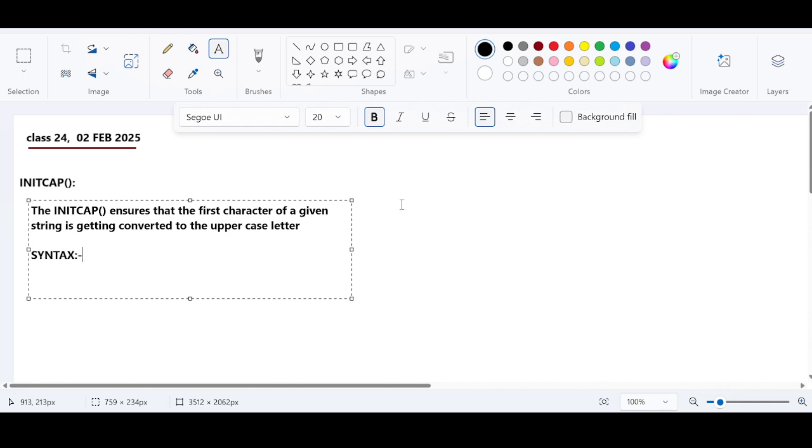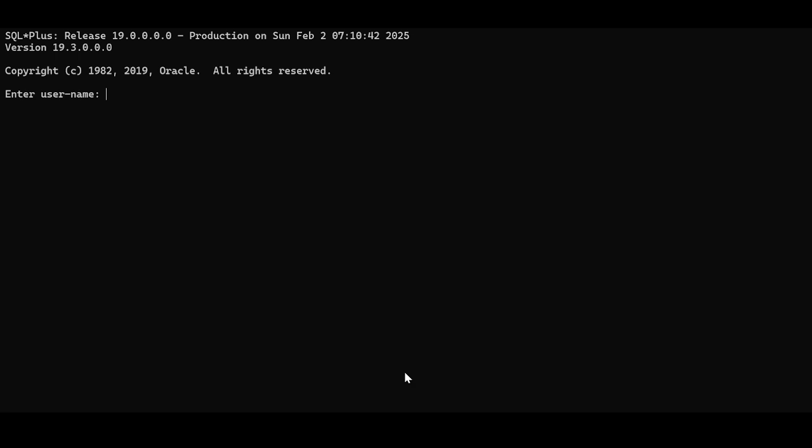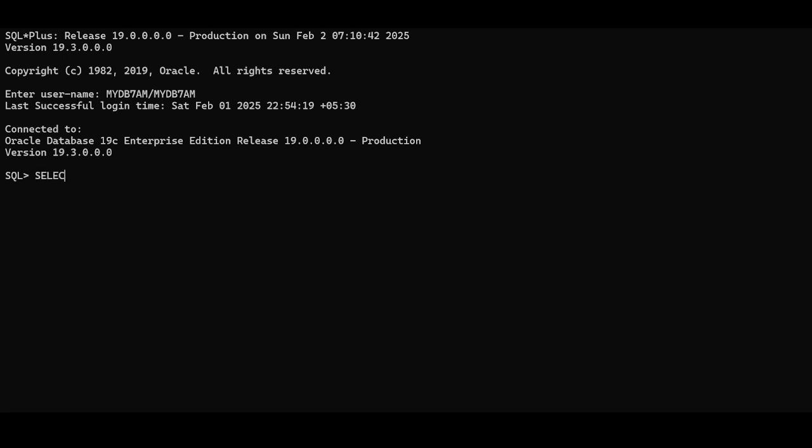We will be using this kind of function very often, because the end user may give us a string in uppercase or in lowercase, so we want to ensure we are organizing the data properly by using the init cap function. Let us understand this with a small snippet. Let us connect to the DB. Connection has been established. So let us do select init cap and pass something like Suresh.